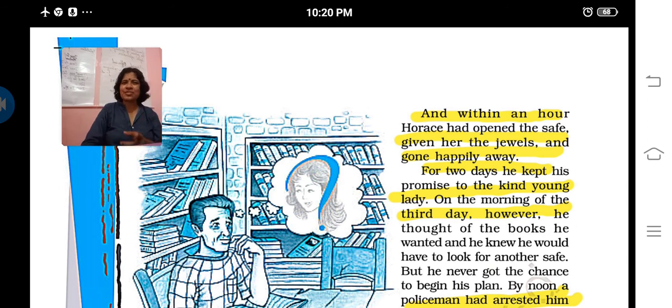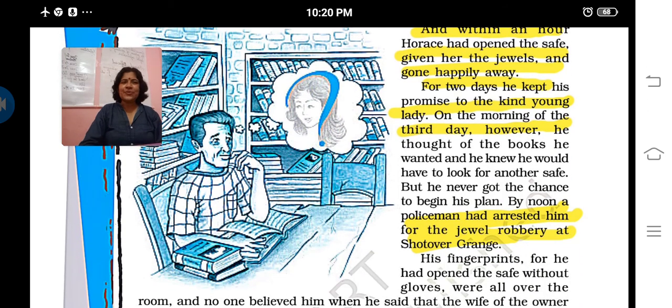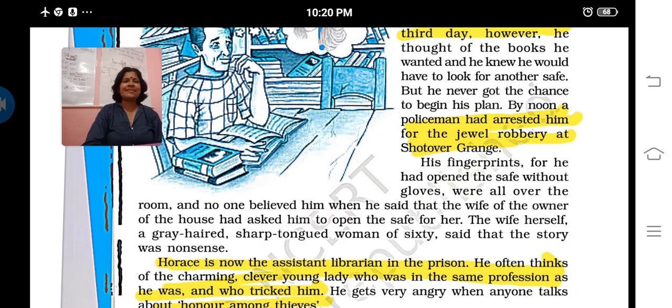For 2 days he kept his promise to the kind young lady. What was the promise? That he will never steal again. On the morning, however, on the 3rd day, he thought of the books he wanted and he knew that he would have to look for another safe. He would have to look for another locker. By noon, a policeman had arrested him for the jewel robbery at Shotover Grange. His fingerprints, for he had opened the safe without gloves, were all over that room, and no one believed him. The wife herself, the mistress of that house, a grey-haired, sharp-tongued woman of 60, said the story was nonsense.